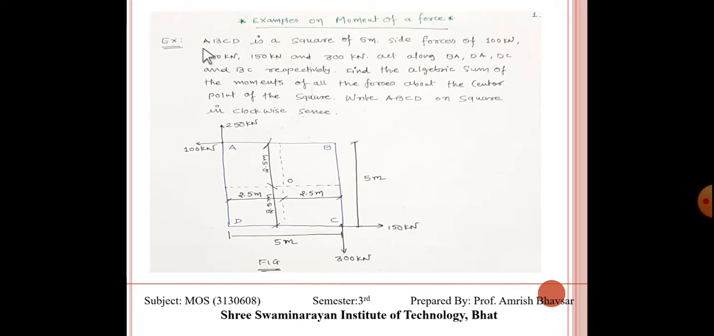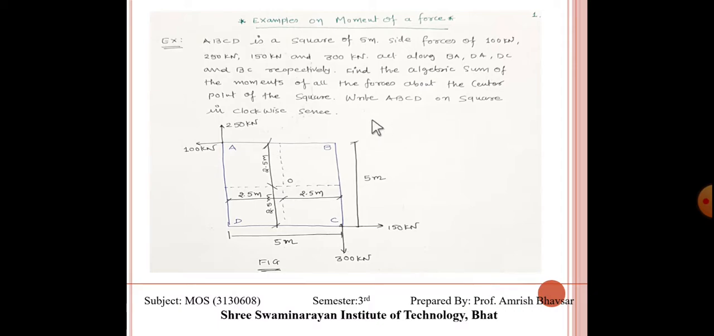First example: ABCD is a square of 5 meter side. Forces of 100 kilonewton, 250 kilonewton, 150 and 300 kilonewton are acting along BA, DA, DC and BC respectively. Find the algebraic sum of the moments of all the forces about the center point of the square.